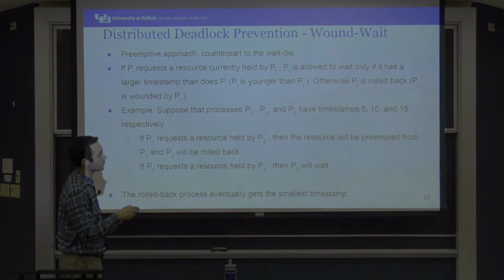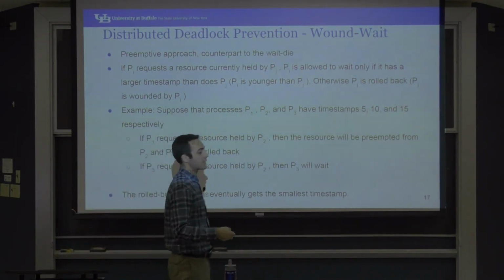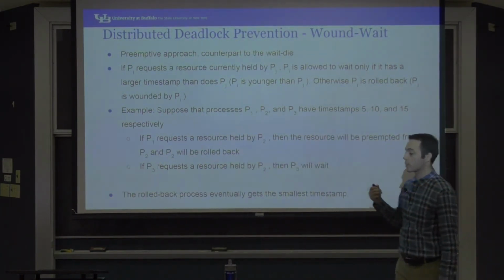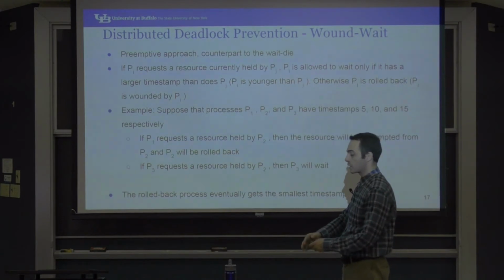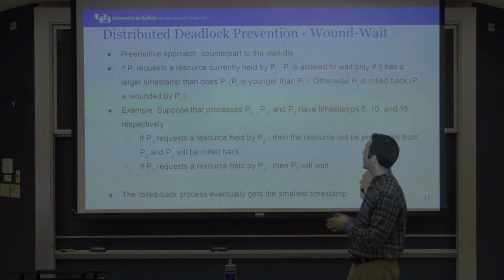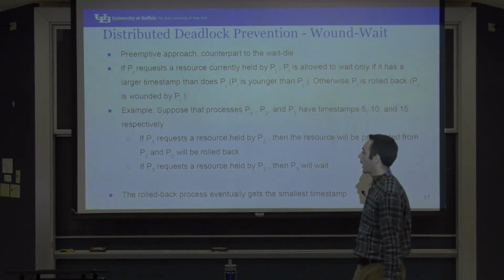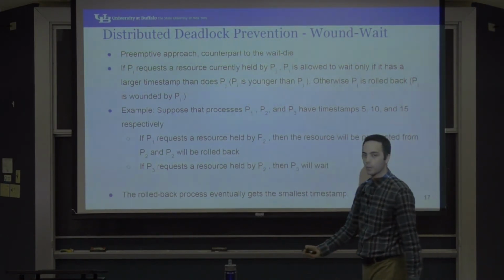So this is the wound case. In the wait case, the process is younger. Now, when the younger process wants to obtain the resource, instead of rolling back as in the other scheme, it waits. So the younger process will wait for the resource, and once it is available, it will obtain it.